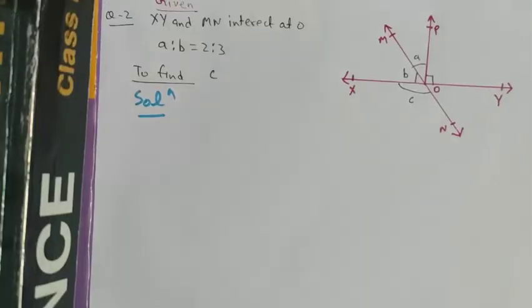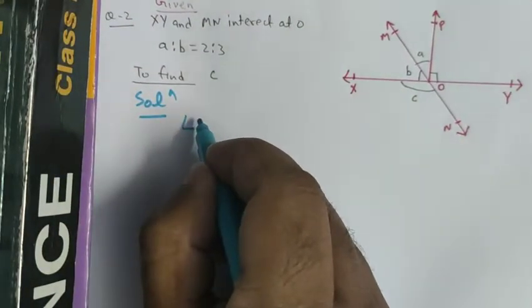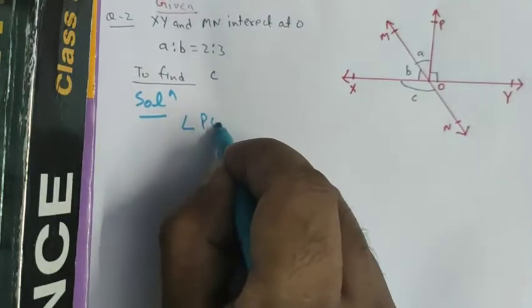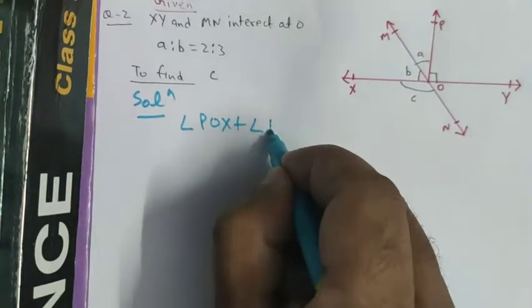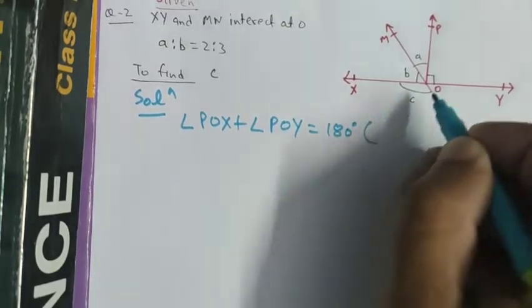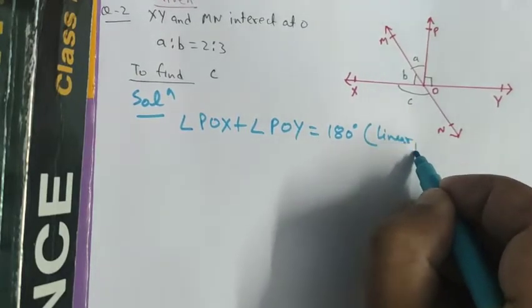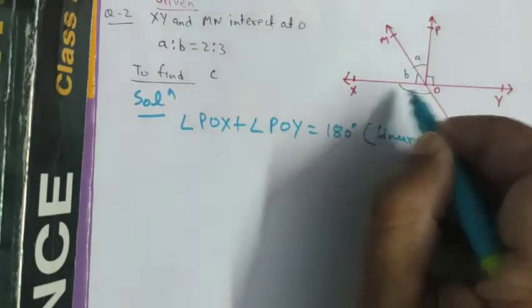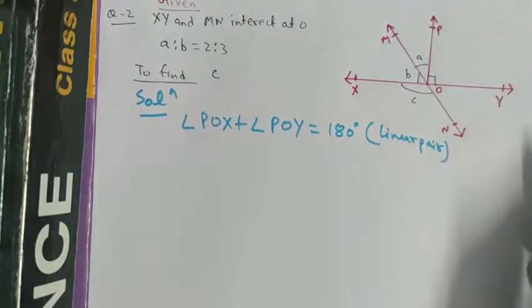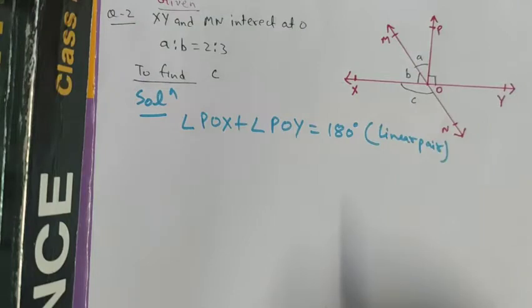So here we can say that angle POX plus angle POY equals 180 degrees. Why? Because it is a linear pair. As XOY is a straight line, POY and POX will be a linear pair, and the sum of POX and POY will be equal to 180 degrees.